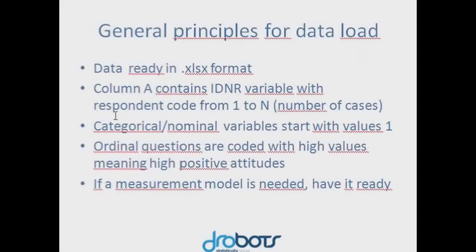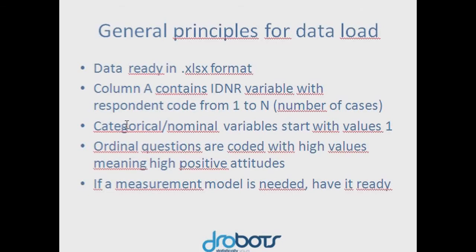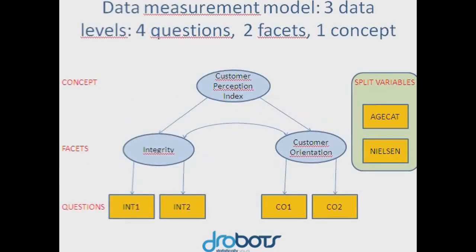What is also important is that the nominal variables, the categorical variables, start with values 1. The ordinal questions are coded with high values, meaning high positive attitudes. And very important, if you have a measurement model, you need it available because you have to use the data architecture to tell Drobots how these questions are related together. In this case, this is the model that we have.